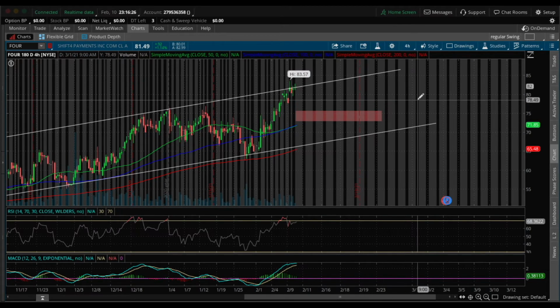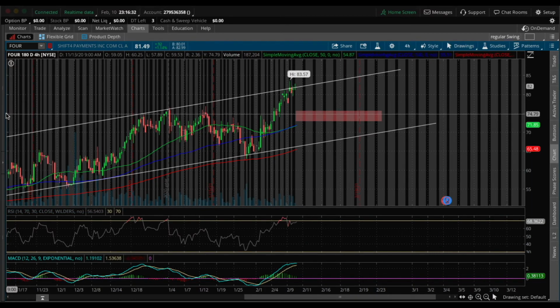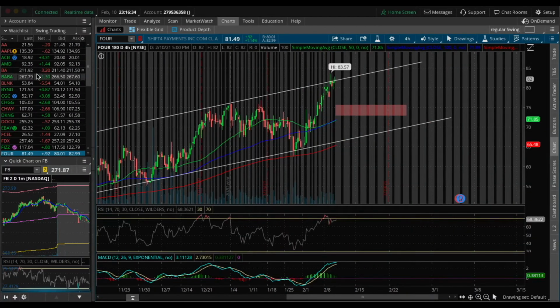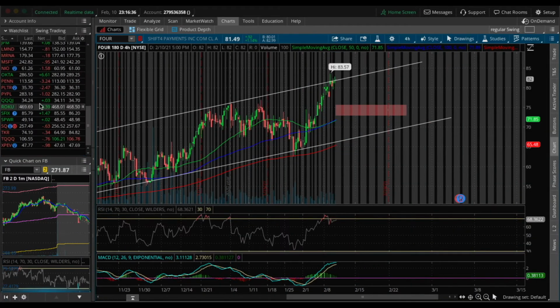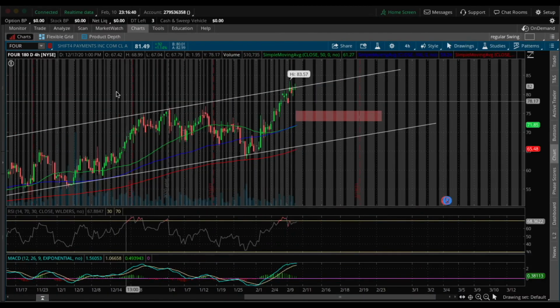Now, if you're looking for charts or companies to trade, I highly recommend creating a watch list. On the side right here of Thinkorswim, I have a watch list of stocks that I go through every day to find these opportunities. So if you need help with making a watch list, I'll make a video on that in the future. So make sure you stay tuned for that.